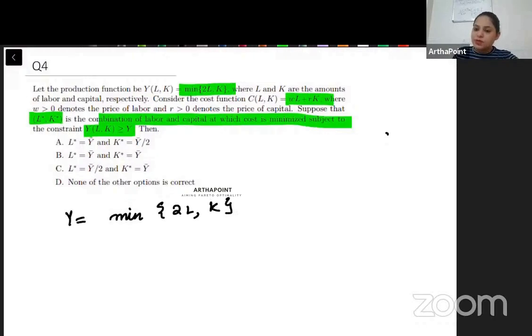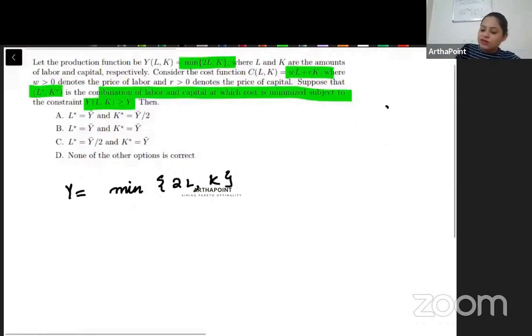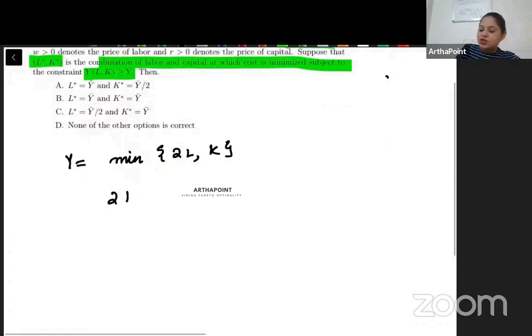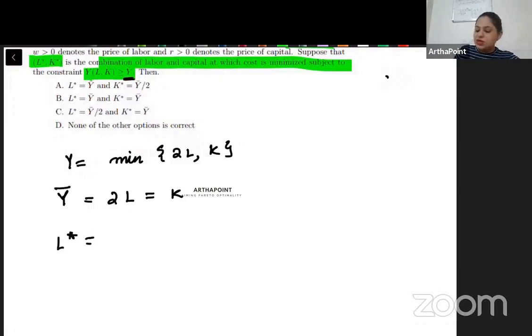This is a min function. At a min function, whatever comes inside the min function must be equated. And it must also be equated to Y. I need to produce a minimum of Y bar, so I will equate it to Y bar. So I will get L star is equal to Y bar by 2, and K star will be equal to Y bar. Simple. So my answer to this question will be C.